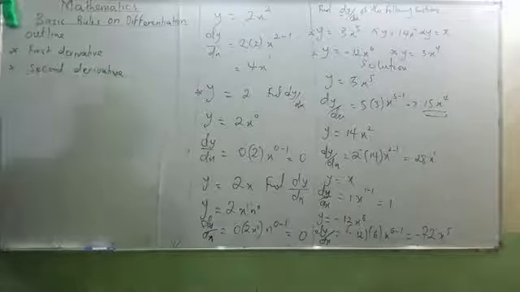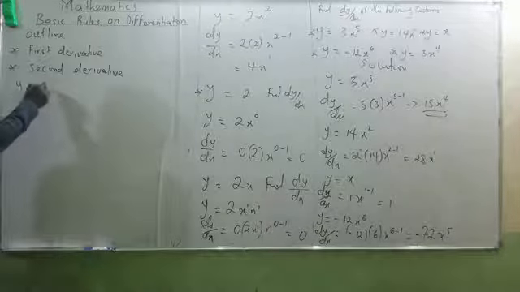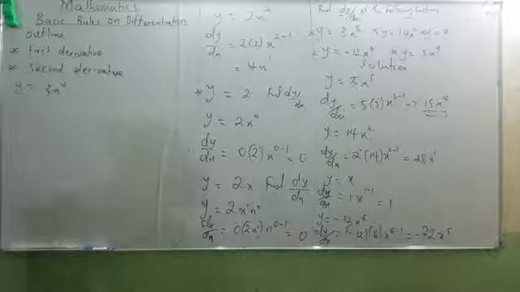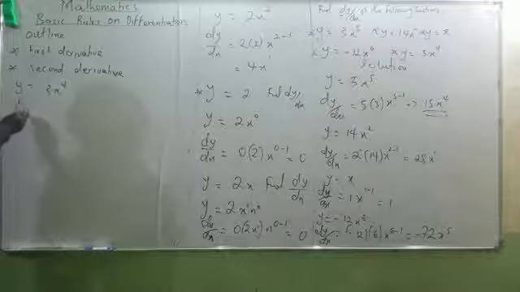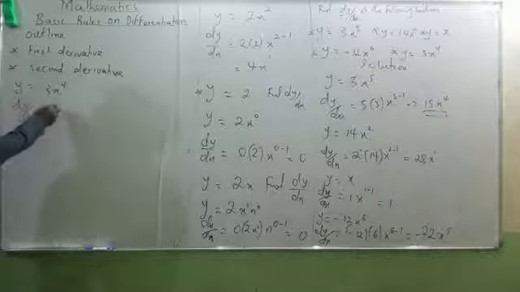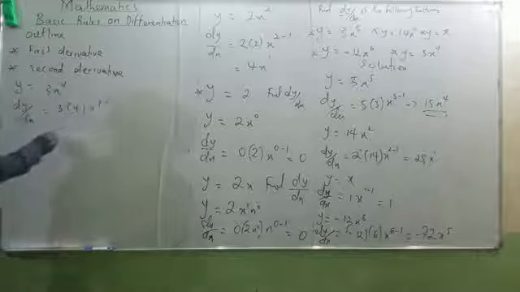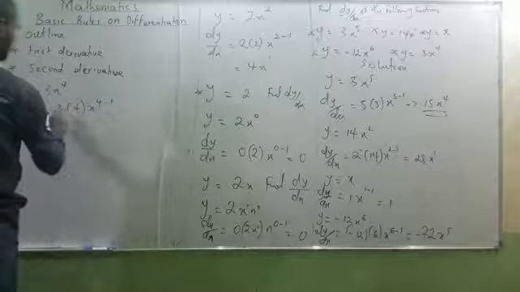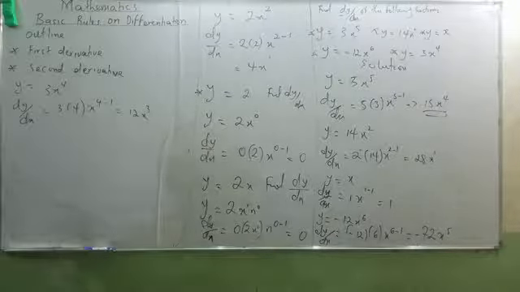Now, look at the last one. I have y equals 3x raised to the power 4. If I'm having something like this, what I just need to do is that I'll be having dy/dx equals 3 bracket of 4 x raised to the power 4 minus 1, and my answer becomes 12 x raised to the power 3. Can you see that is my answer?